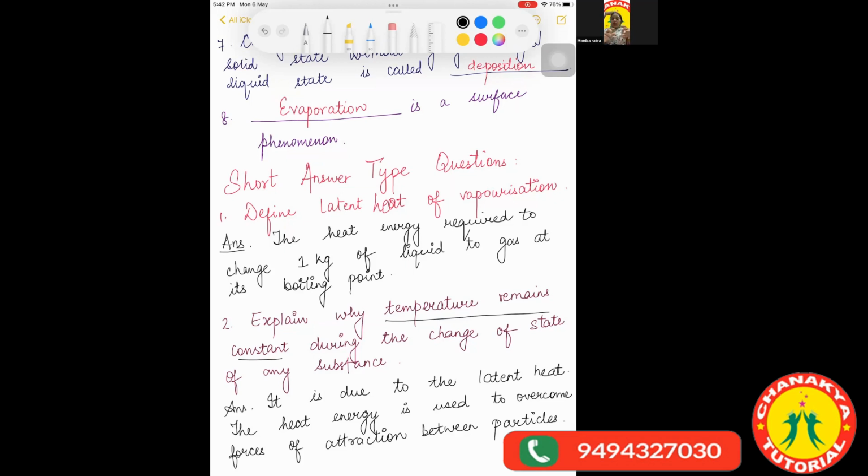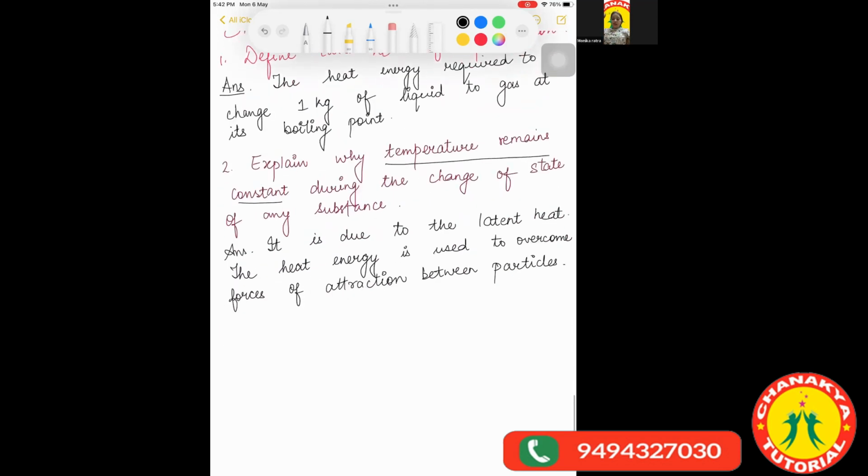If it is liquid to gas, then it is latent heat of vaporization. This question can come in multiple forms. The language will change, but the answer will remain the same. Only thing you have to remember is that during melting, the temperature doesn't change. During boiling, the temperature doesn't change. And whenever the temperature is not changing, the reason for that is the latent heat. The latent heat is the heat energy which we supplied for the conversion. Where is the heat energy going? To overcome the force of attraction.